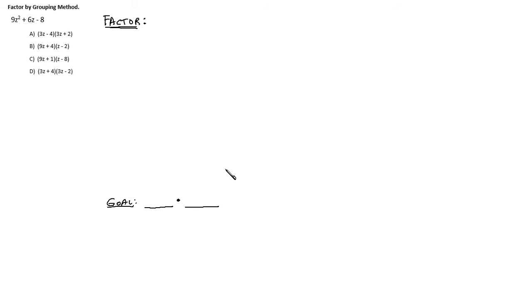So let's write down what we have. Let's start at the beginning, and what we have is 9z squared plus 6z minus 8. It's a trinomial, and polynomial factoring is best handled by first factoring out. Let's find the GCF and factor it out. What kind of GCF might we have in here?